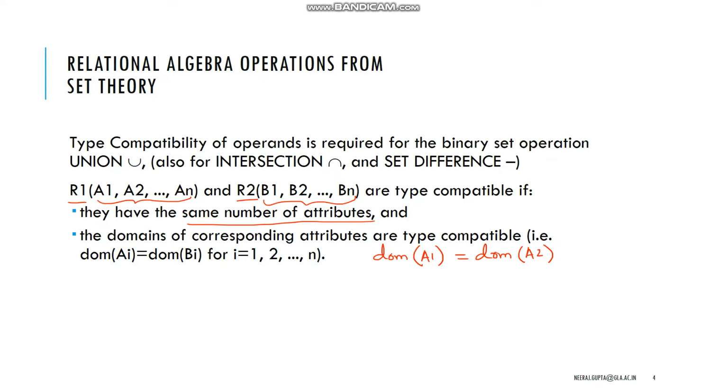So first, they must have the same number of attributes. That means their count is similar, and their domain is also the same for the corresponding attributes. So A1 must be similar to B1, A2 must be similar to B2, and likewise the others.